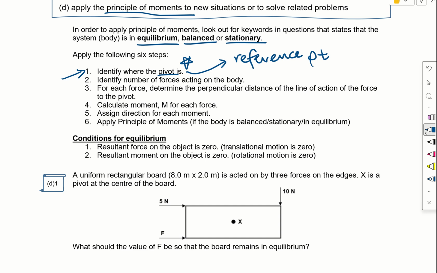Okay, then second step, it may seem very simple. Identify the number of forces acting on the body, right? So the number of forces will then give rise to the same number of perpendicular distances. So if I have, let's say, 3 forces acting on the body, then by right I should have 3 perpendicular distances of the line of action of each force to the pivot, and therefore there will be the same number of moments. Okay, so if I have 3 forces, then they will generate 3 moments.